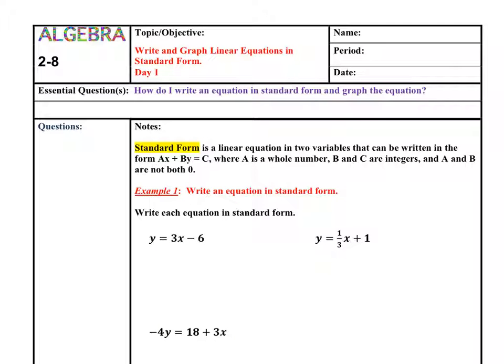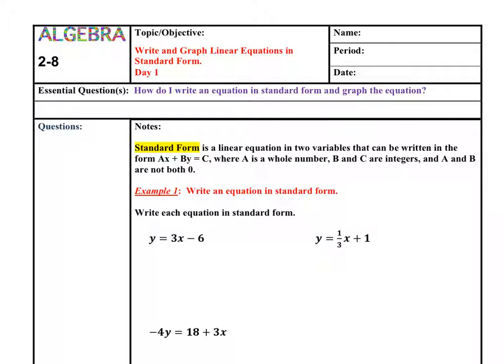You're going to have 3 coefficients. The number in front of the x we label as a. That has to be a whole number. When I say whole number, I mean a positive whole number. 1, 2, 3, 4, 5, 6, 7, etc.